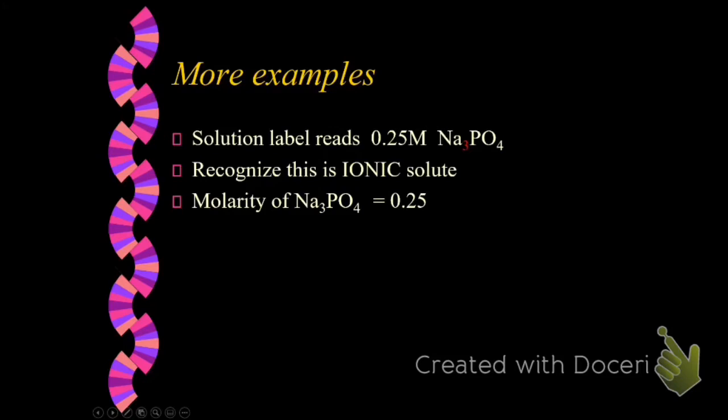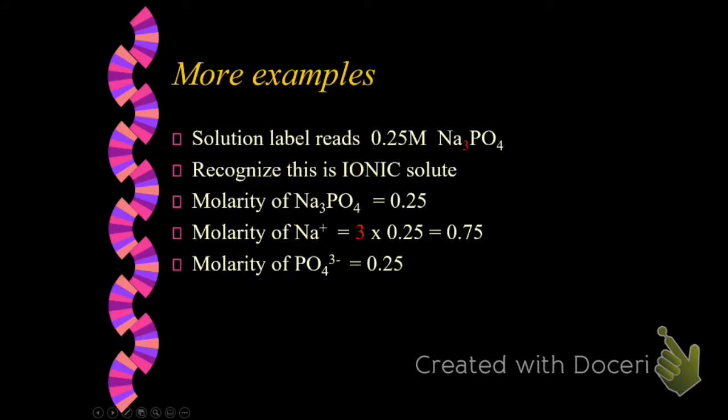However, if we're talking about just the sodium, I see that I have a subscript of 3. That means every time I put 1 mole of sodium phosphate into the solution, it breaks apart and I get 3 moles of sodium. So the concentration of just the sodium ion would be 3 times that, or 0.75 molar. For the phosphate ion, I only get 1 of those, so its molarity would be 0.25 molar. Notice we're talking about the whole anion. It is not breaking into phosphorus and oxygen. It is a polyatomic, the PO4 3- ion.